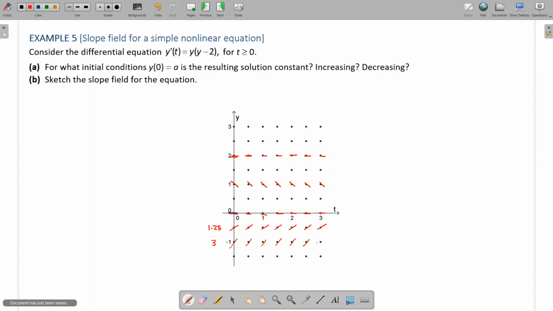If you plug in negative 1.5, then you're going to get 5.25, so even steeper than this. And this is where we're totally fudging it here. Just make it steeper than the other ones and try to keep them the same all the way across.